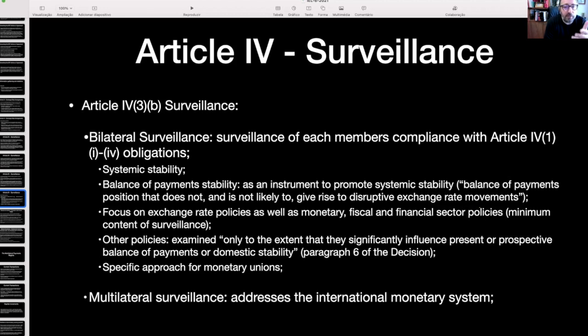The balance of payments stability: are you able to afford continuing to sustain your balance of payments? That's something that will not lead to the so-called disruptive exchange rate movements. Exchange rate policies are taken into account together with monetary, fiscal, and financial sector policies. Okay, and this is the minimum content.